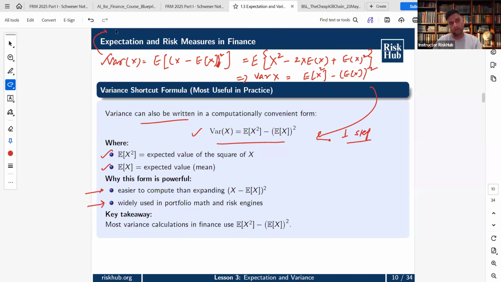This is four steps. You want the one step, right? Quants love it because it's much faster computationally, instead of calculating every deviation from the mean. Go to E[X] and E[X squared], then apply Variance of X = E[X squared] minus (E[X]) squared. This appears in portfolio variance, covariance matrices, factor models, risk engines, Monte Carlo simulation, machine learning loss functions, volatility forecasting, right?